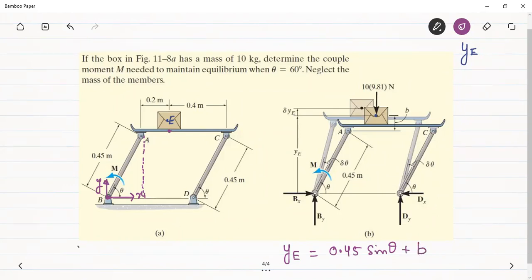And now we can see that after differentiating it, it will be equal to what? Cos theta plus the differential will be 0. Therefore, it won't change with the angular rotation. Therefore, we can write that delta YE is equal to 0.45 cos theta delta theta.